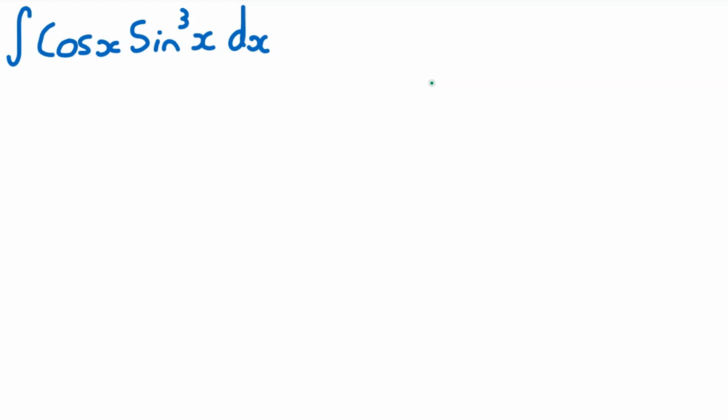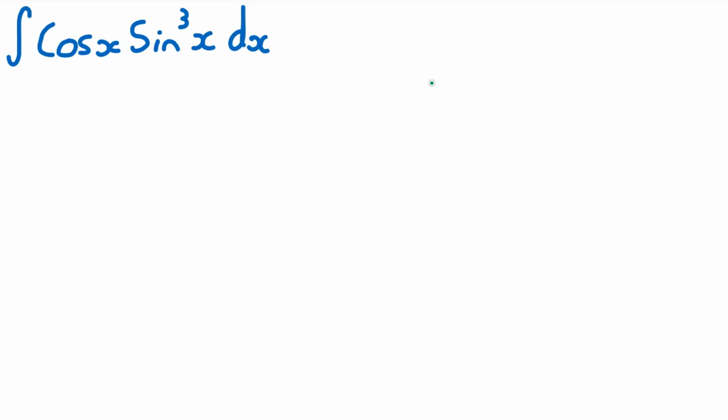So in year two differentiation, we learn about the chain rule, and in year two integration, we have the reverse chain rule, which, as you might expect, is the opposite. So here's an example of when we need to use it, where we have to integrate cos of x sin x cubed, like this here.